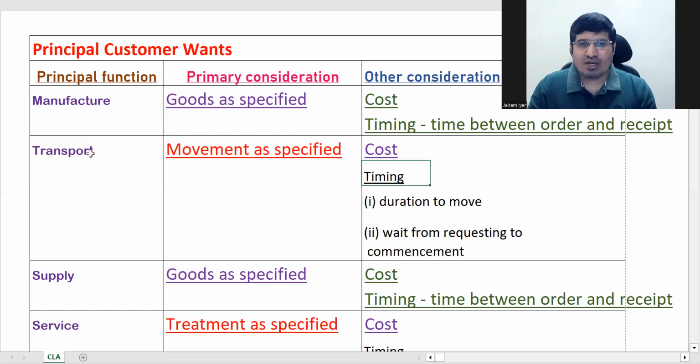Okay, so in timing you will see two things. One is duration to move. So say for a bus you will see, okay, 30 minutes is the time taken by the bus, we are okay.